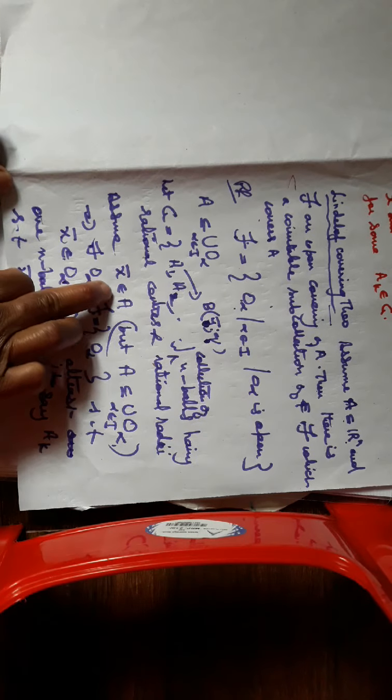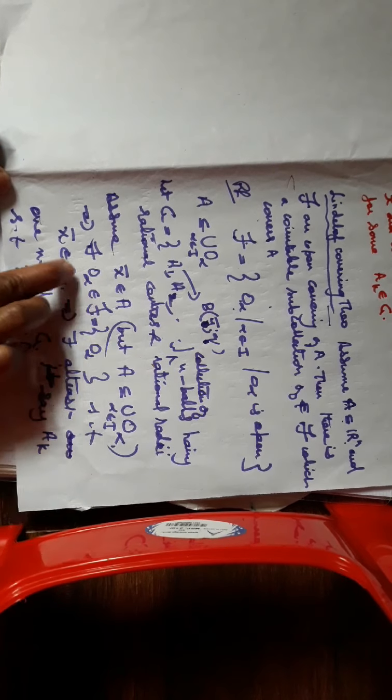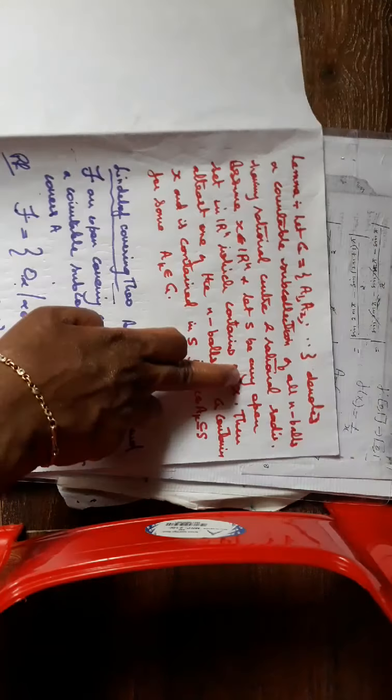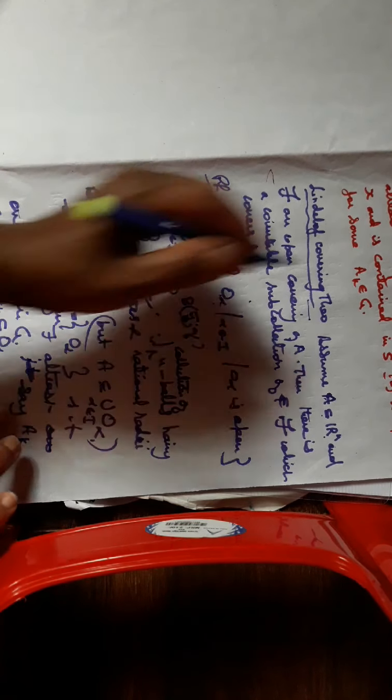Then for x bar belonging to A, there exists a set O alpha belonging to this collection F which contains x bar. And by this lemma, since O alpha is open, because F is a collection of open covers of A, there exists an n-ball which we extract from this G, the collection of all n-balls having rational centers and rational radii, such that x bar belongs to AK and AK is contained in O alpha.